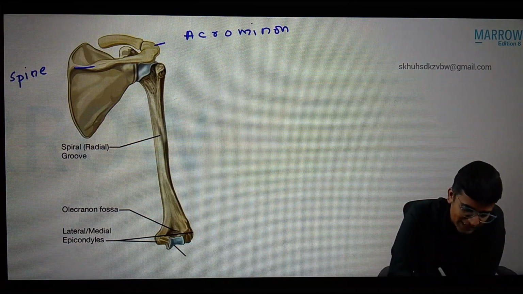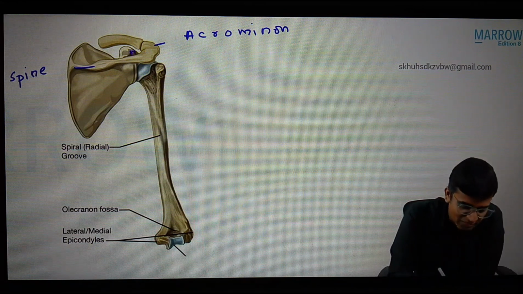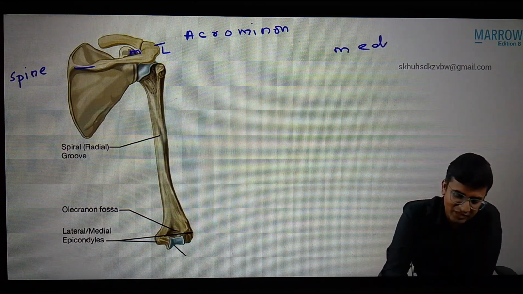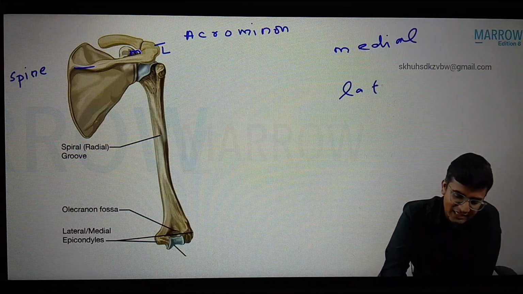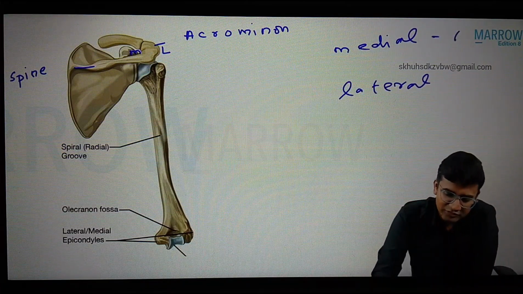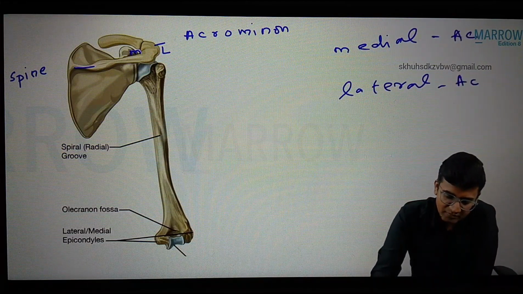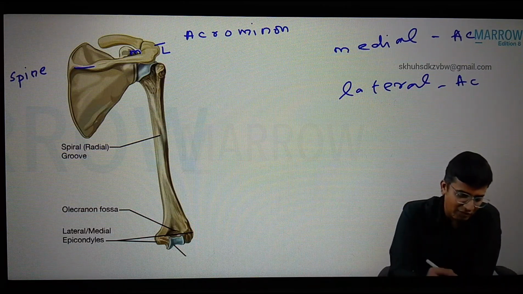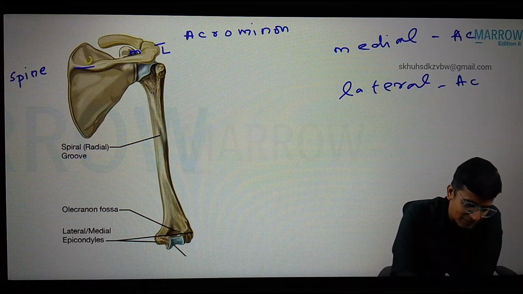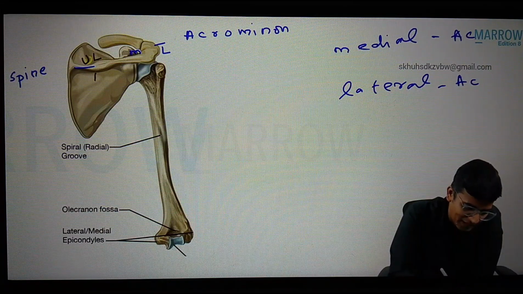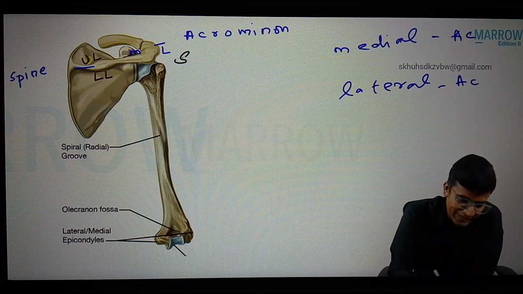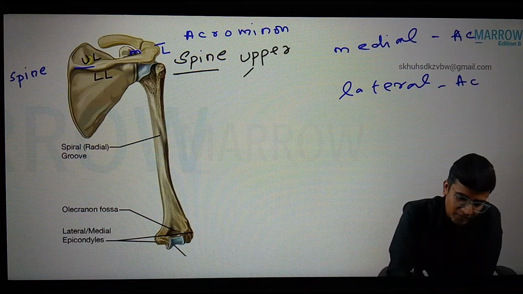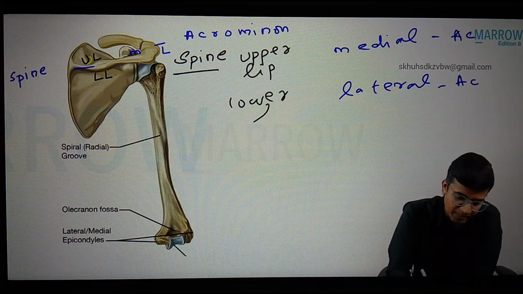Now the acromion process has two borders. This is the medial border and this is the lateral border. So M is medial and L is lateral border of the acromion process. Now for the spine of the scapula, we have an upper lip and a lower lip. So the spine has an upper lip and a lower lip.